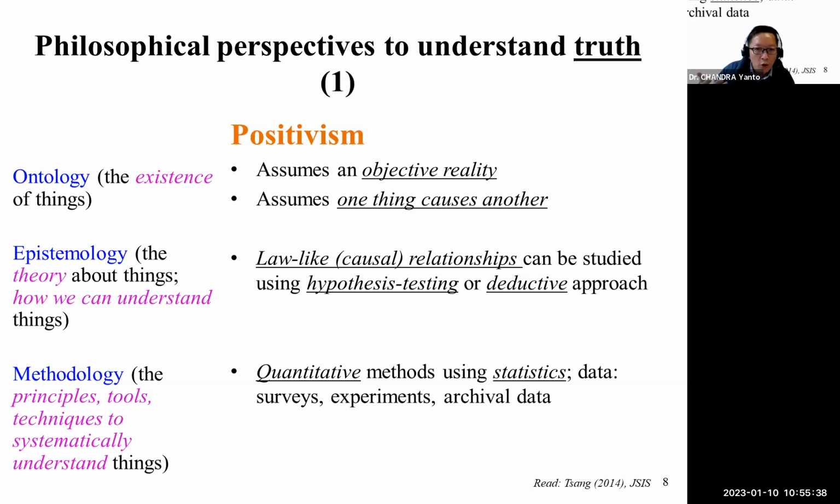So in order to do positivism, they will use quantitative methods using statistics, such as doing a survey. Of course, this is positivism for social sciences. You do a survey to understand people's behavior, or you can do experiments. You introduce some stimulus or intervention and see whether that intervention will change people's behavior as an outcome.